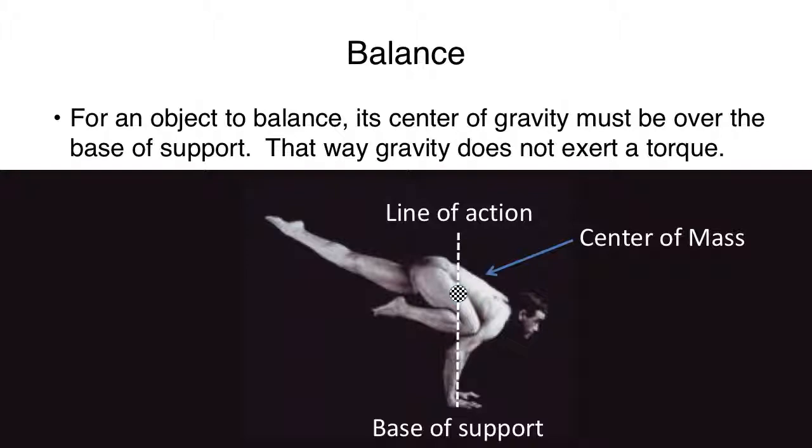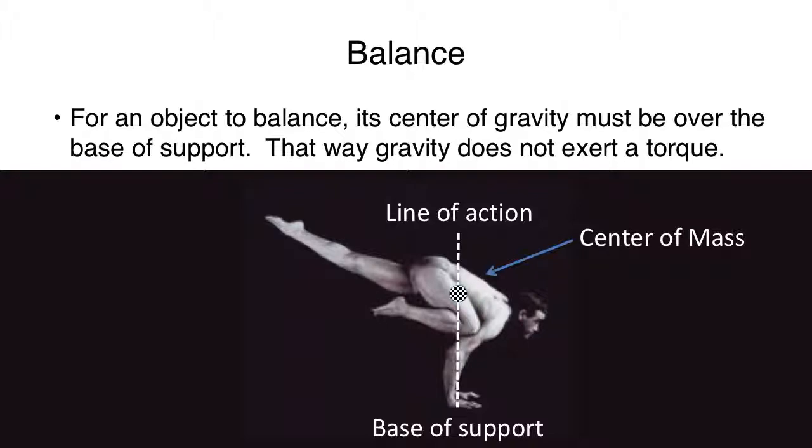The base of support is the hands, this set of hands. What would happen if that center of mass was off to the right a little bit from the hands? The person would tip forward. Do you see that? That's because I'm at a very special point right above my hands where I have no torque applied to this object. The force due to gravity is pulling down along that line, and there's no torque.